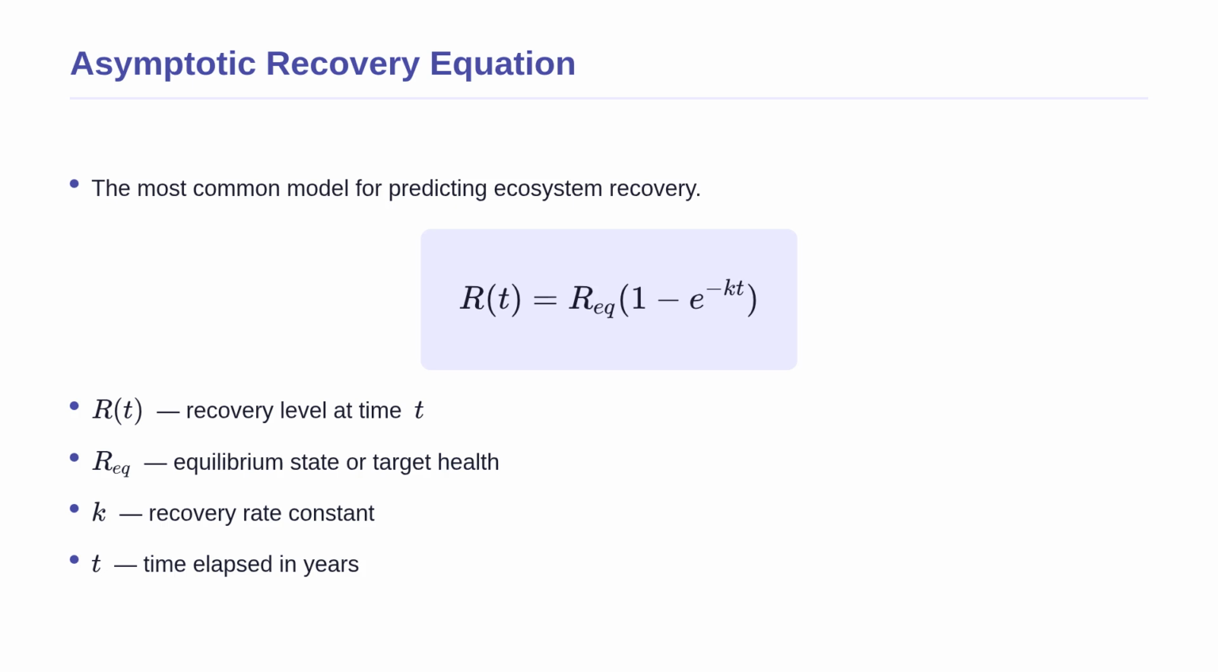A larger k means the ecosystem is healing faster. Finally, t is the time elapsed in years. As time increases, the ecosystem's health gets closer and closer to the target equilibrium.